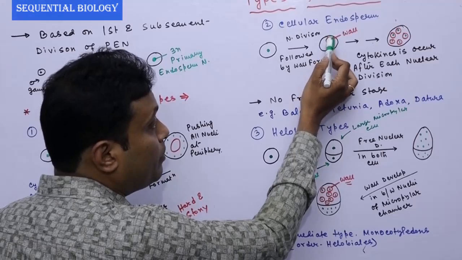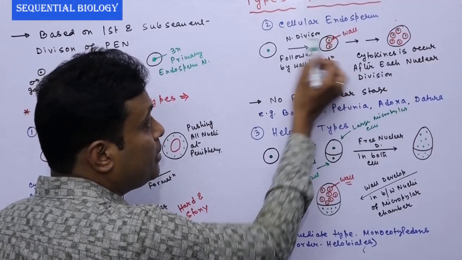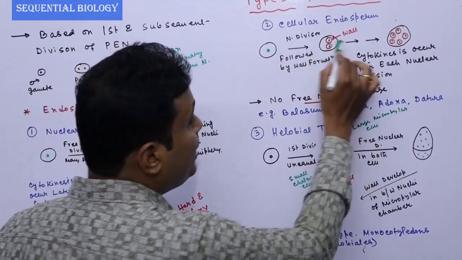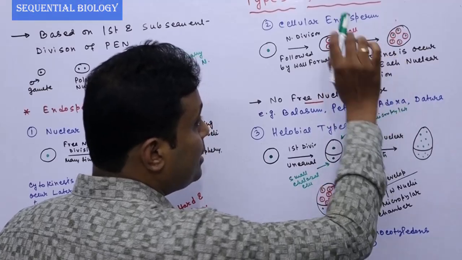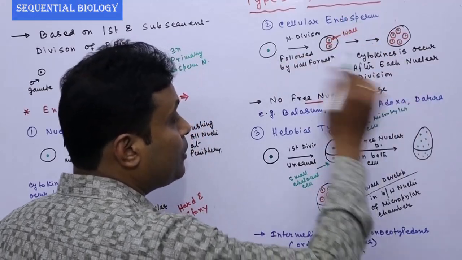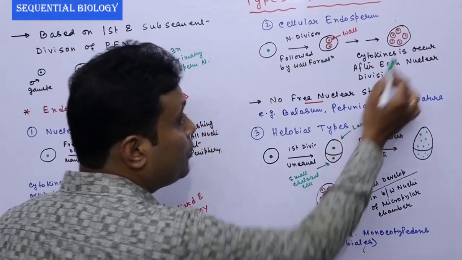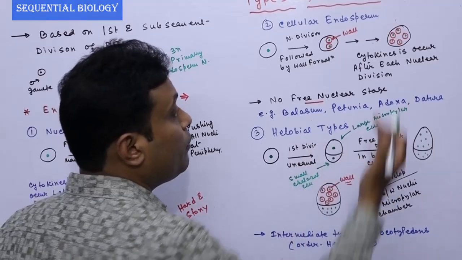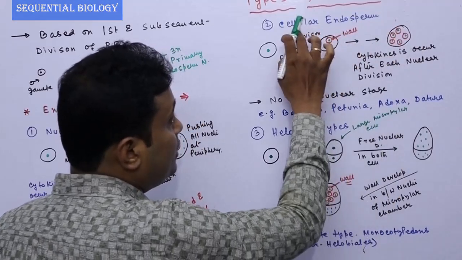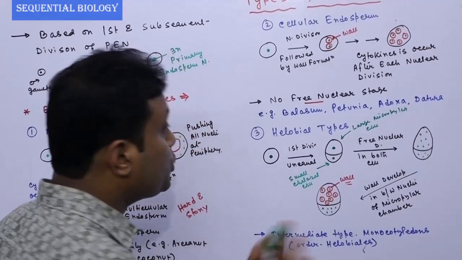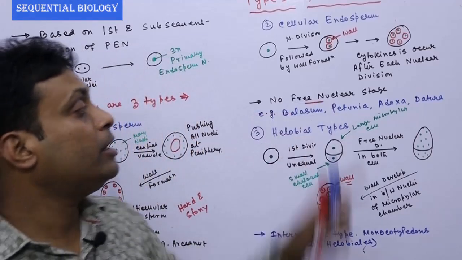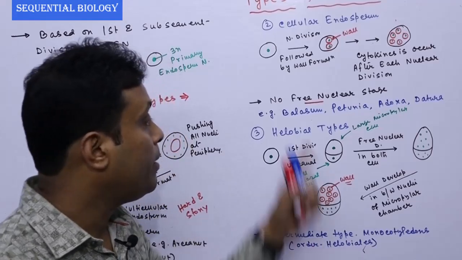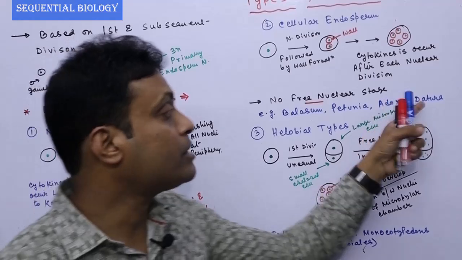and then a wall is formed around these nuclei. That means from one cell two cells are produced. Later, many times this undergoes mitotic cell division, where karyokinesis and cytokinesis occur simultaneously. So cytokinesis occurs after each nuclear division, and this causes the development of a multicellular triploid structure. This is known as the cellular endosperm. In the case of cellular endosperm, no free nuclear stage can be seen, and this type can be found in balsam, petunia, adoxa, and datura.